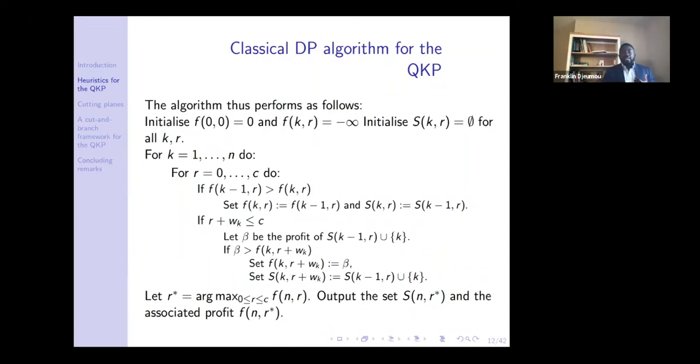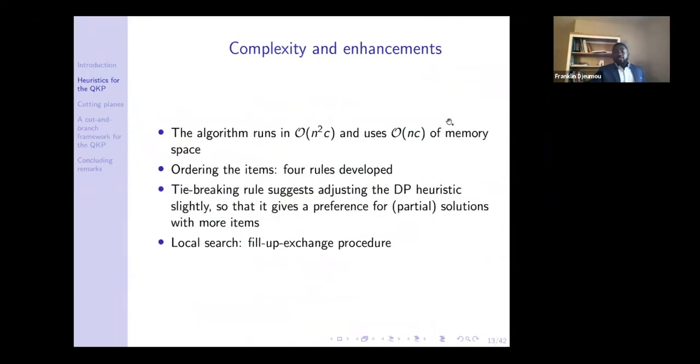But what we realized is that for the second for loop in this algorithm, if we invert the direction of the iteration, so instead of going from 0 to c, we now go downwards from c to 0, that can allow us to drop the k component in both the state function and the set SKR. So that brings us down to an algorithm that will only use an order of n times c in terms of memory space, but the complexity stays n squared times c.